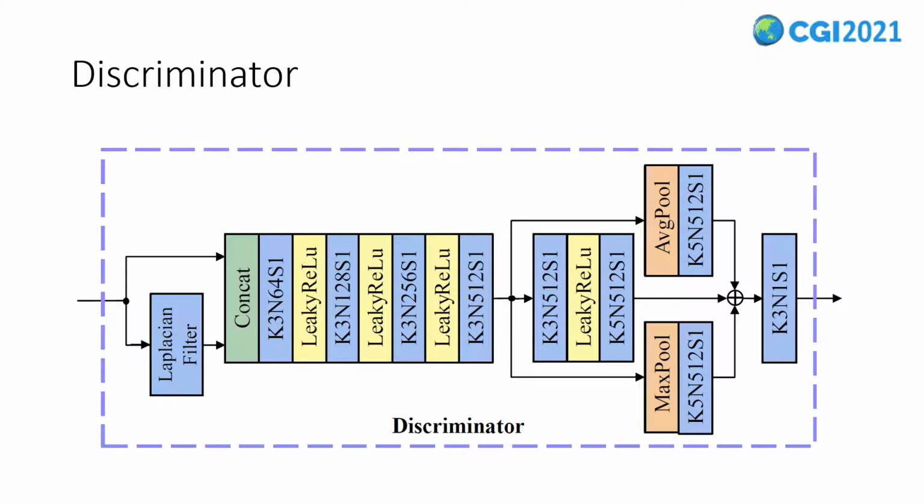Our discriminator is designed in a patch GAN style, but we use a Laplacian filter to make the discriminator pay attention to the edge information. Therefore, it will prompt the generator to generate high-frequency details.